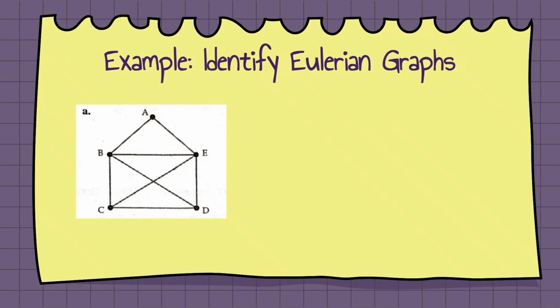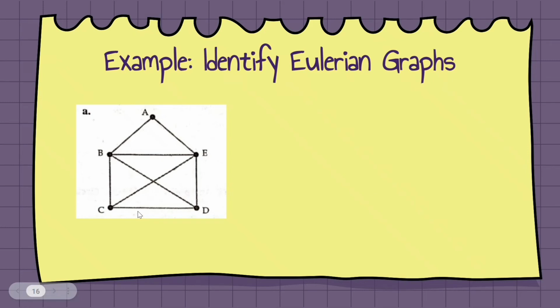Now let's identify if this is an Eulerian graph. Remember, it must be connected. Second, it has even degree, or the number of edges sprouting from every vertex is even. So let's count the number of edges here. In vertex A, 1, 2. So it is even. In vertex E, 1, 2, 3, 4. Yes, even. In vertex B, 1, 2, 3, 4. So even also. However, in vertex C, 1, 2, 3.